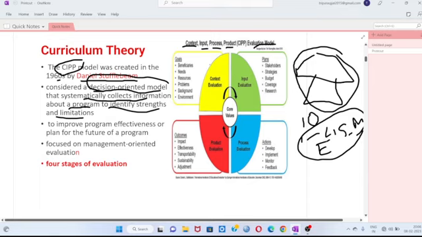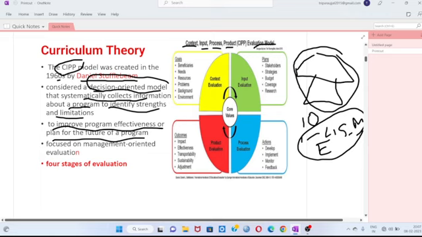So there you can see the strengths and limitations. This is the collecting of information. After collecting information, you can make decisions. You can also determine what changes are required to improve the program's effectiveness and plan for the future of the program. So you can determine the future plan by looking at those things.